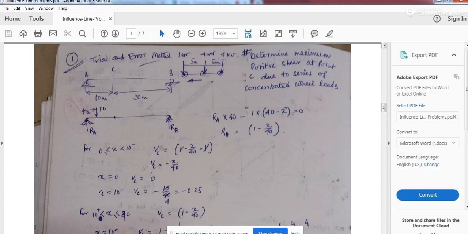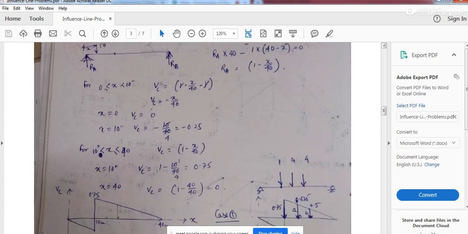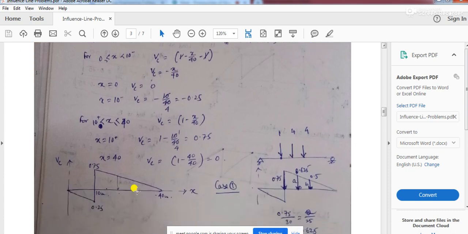Whatever the method, the trial and error method or the change in slope method, for this kind of problem, the first thing you will have to draw is the influence line for shear force at C. Multiple times we have discussed it, and you can understand step by step how to calculate the influence line for shear at C. If you draw it, you will get a diagram something like this, and then this problem is solved using first the trial and error method.